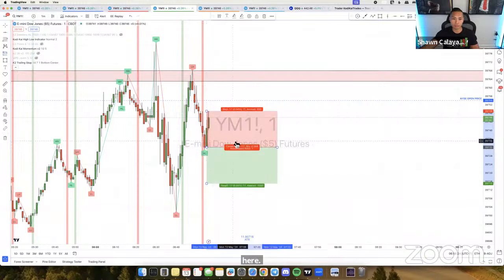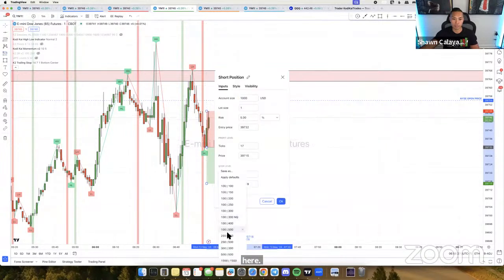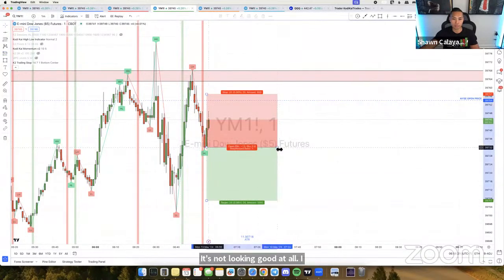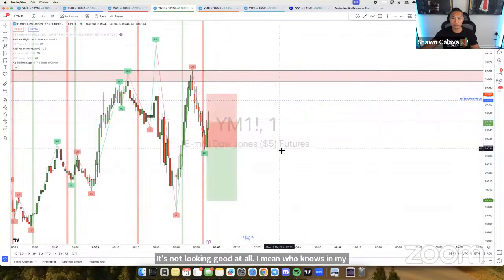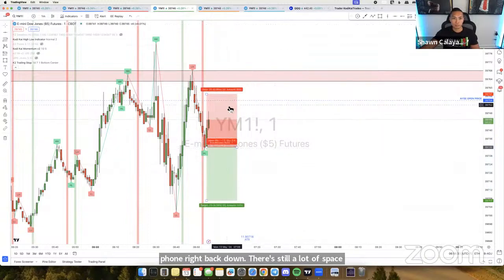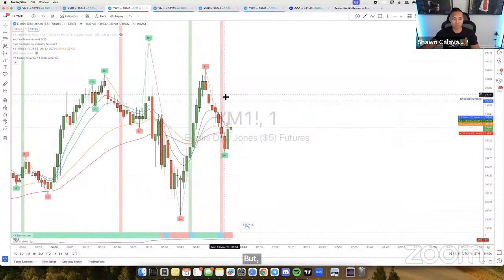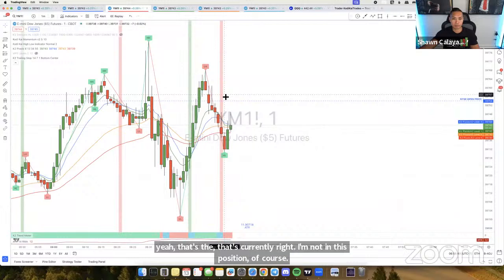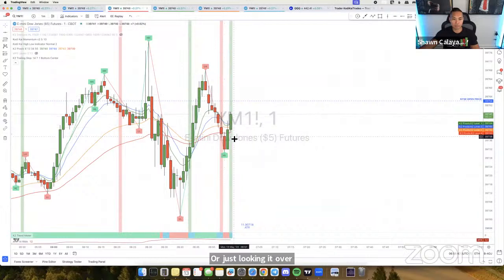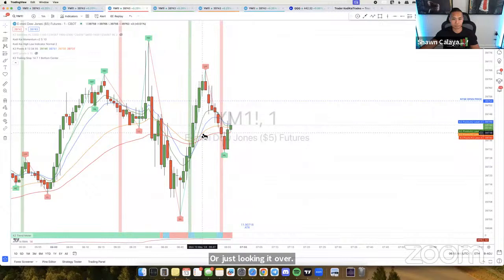It's not looking good at all. I mean, who knows? It might come right back down. There's still a lot of space there. But yeah, that's the BB3 that's currently right. I'm not in this position, of course. We're just looking it over. The PRB still hasn't come up yet. The trend confirmed right here.